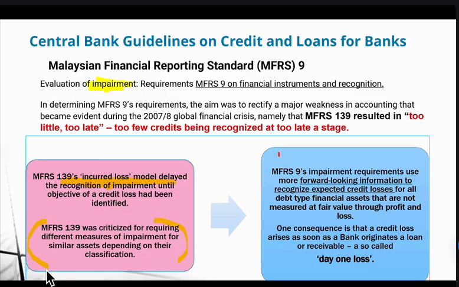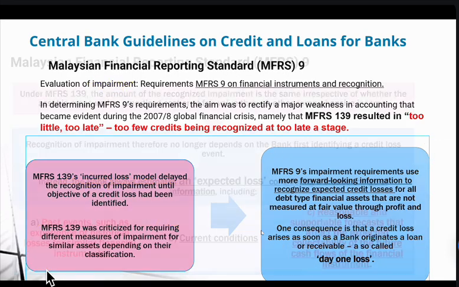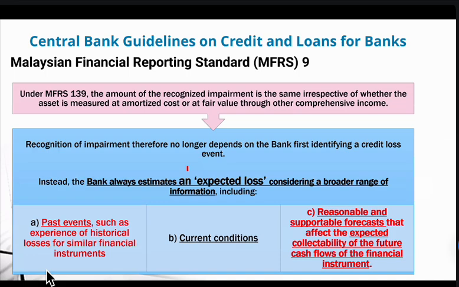For all the types, they're not measured at fair value. So in theory, you could have a performing loan that's still recognized under day one loss because it's based on expected loss. So here, we are not looking at the incurred loss model. We are looking at the expected loss in the future based on past events, current conditions, and reasonable and supportive forecasts. For example, for all banks, let's say we have Malaysian banks in 2019.